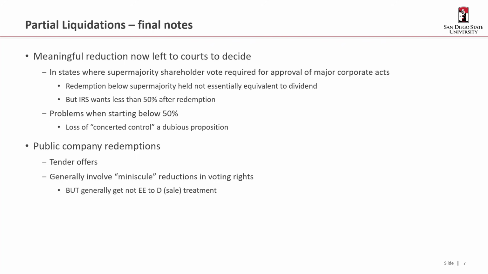So meaningful reduction was left to the courts to decide. We know we have the 80-20 rule. There are problems when we start below 50% to begin with. And then lastly, when it comes to public company redemptions, these are often called tender offers. Even though these generally involve minuscule reductions in voting rights, they generally do get treated as not essentially equivalent to a dividend, aka you get sale treatment. So you should know that except in rare circumstances, a public tender offer generally does get redemption treatment.